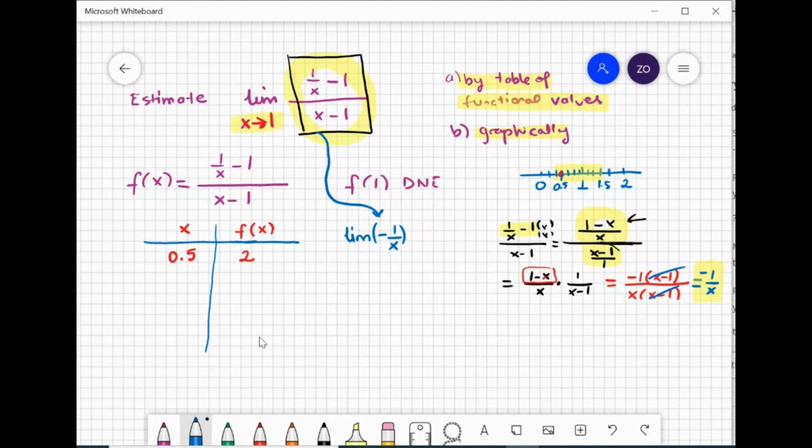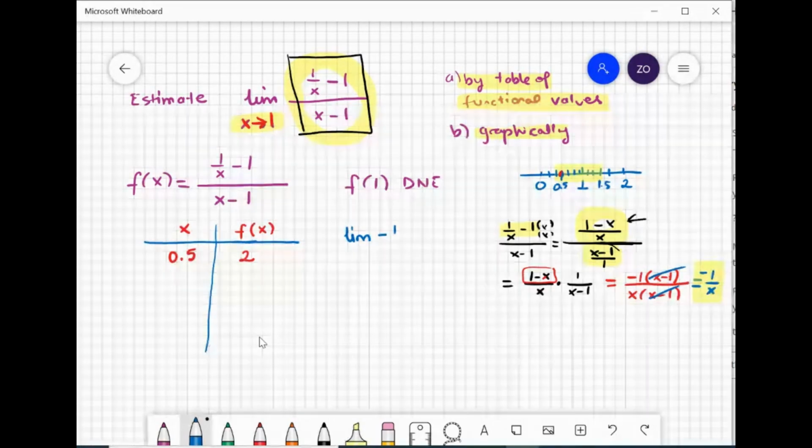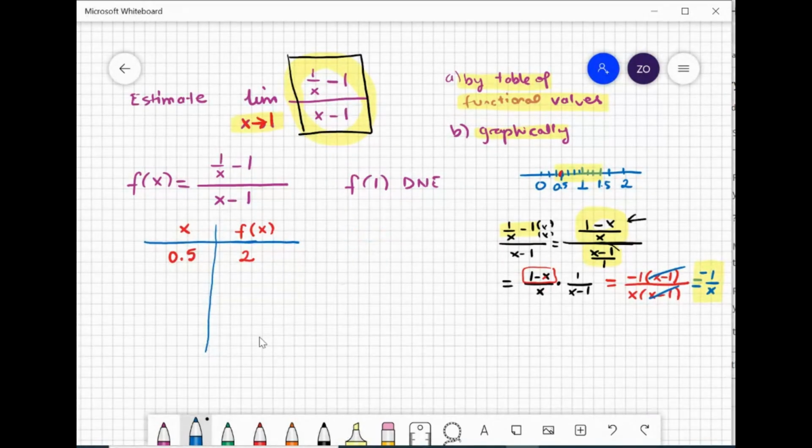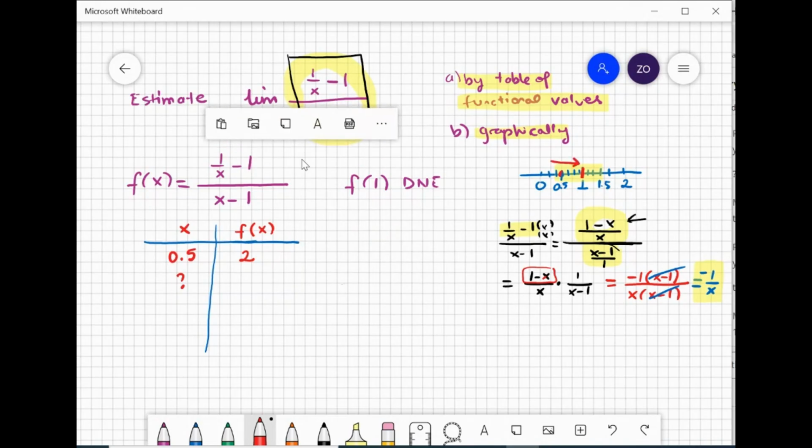Okay, so in fact, I'll just take it out of the way for now. So what we are doing is we are evaluating the limit of this function when x approaches, when x gets close to 1. So tell me another number that we should plug in to this function. Okay, so let's do it this way. Let's first choose numbers that are smaller than 1, but getting closer to 1. So what would you suggest?